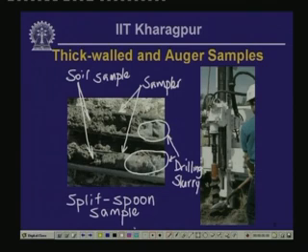Okay, so that is a split spoon sample. It is a disturbed sample. It is taken by a split spoon sampler, and it has a lot of disturbance because this particular sample is obtained by inserting a thick walled sampler into the soil, and secondly because of the intermixing of the soil with the drilling slurry. Okay, so that is the details of a split spoon sample.